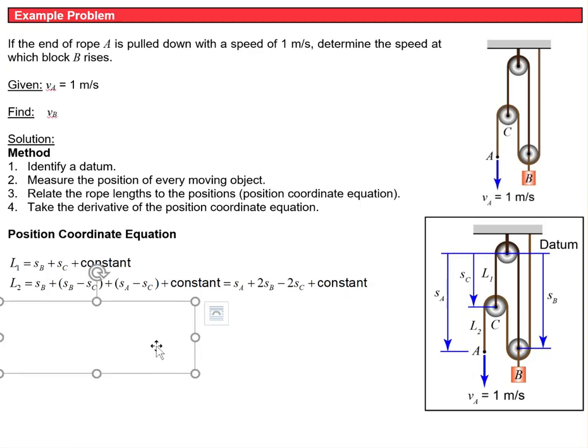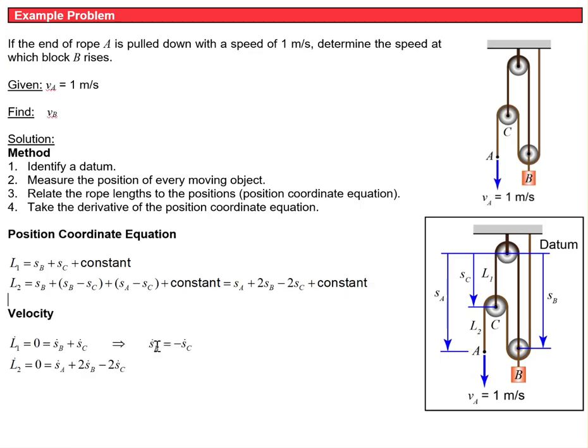All right, so next we can take the derivative of the position coordinate equation. Now the length of the rope doesn't change with time, so that means the derivative is 0. And then we just take the derivative of each of the positions. So we can see from rope 1 that we can relate the velocity of B with the velocity of C. And then we can use that information and plug it into the rope 2 equation to find out what's the relationship between A and B.